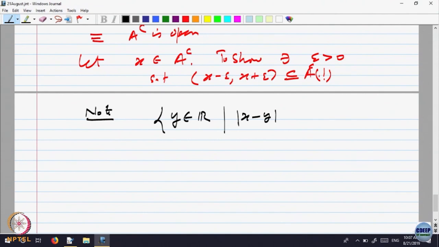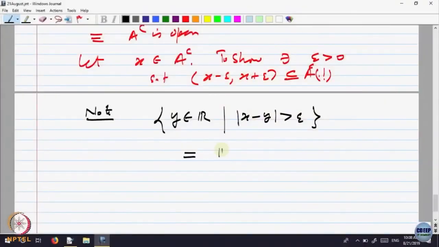It is a closed ball. If I make it bigger than epsilon, what kind of a set is this? In the real line, x is fixed. I am looking at all y such that the distance of x and y is bigger than epsilon. Obviously, it is the complement of the closed ball. So, it is an open set. You can look at it that way.